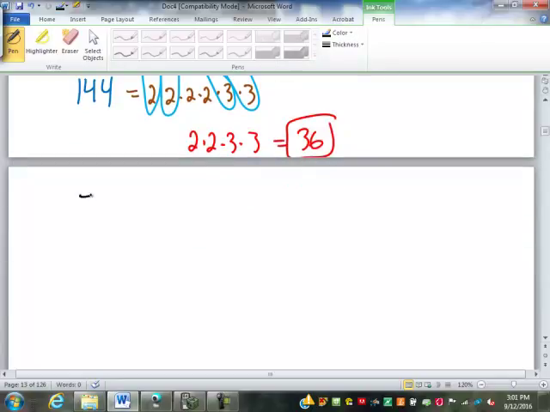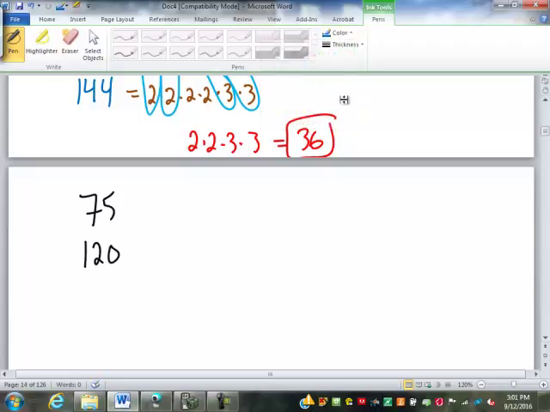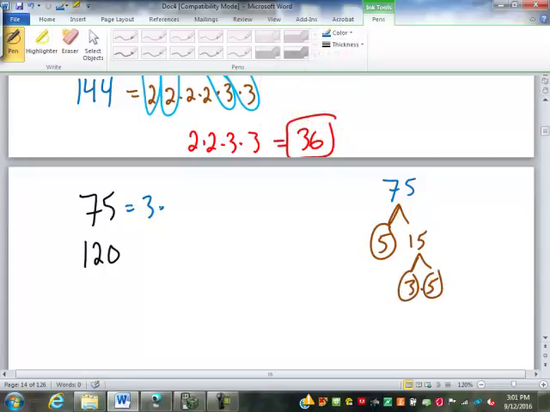So let's say I have 75 and 120, and I want to find their greatest common factor. So I would take 75. What can I divide into 75? 5. 75 divided by 5 will leave me with 15. 5 is prime. Can I split up 15? 3 times 5. Very good. So 75 is 3 times 5 times 5.